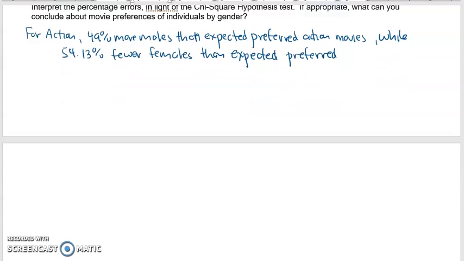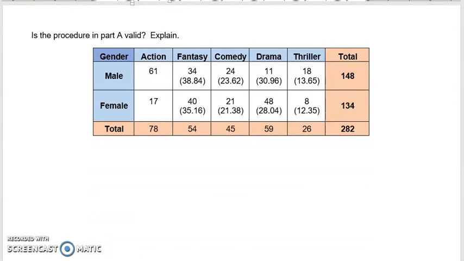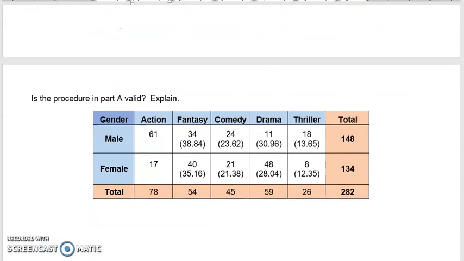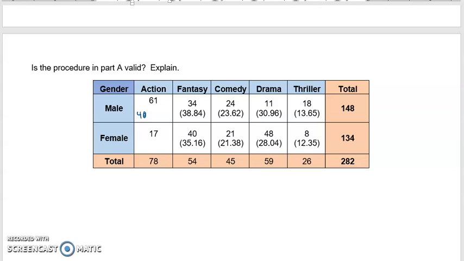The last part of the chi-squared statistic, as we did with all of our tests, is to determine whether the procedure is valid. So we've already calculated the observed counts. We calculated the expected counts. We went back and looked at expected, I think it was 40.94 and 37.06 for these two. All right. So the validity conditions for the chi-squared are pretty straightforward.